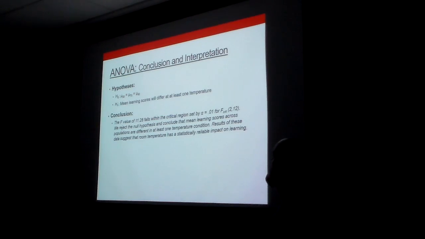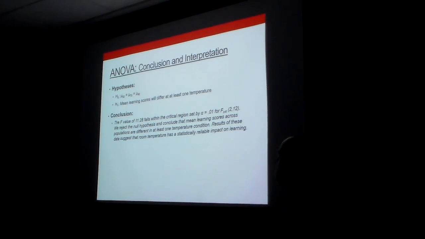Okay. So, conclusions and interpretations, right? Null hypothesis for this example: the mean of 50 equals the mean of 70 equals the mean of 90. Our alternative is that the mean learning score in the population of individuals completing the test will differ for at least one temperature. We're saying at least one of those is different from at least one other one.